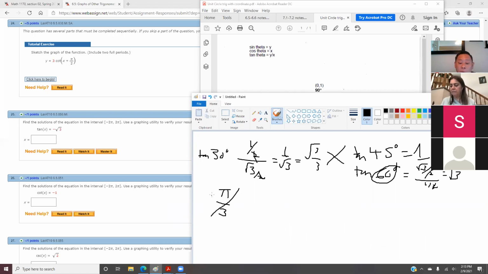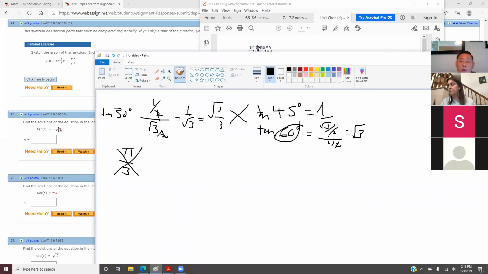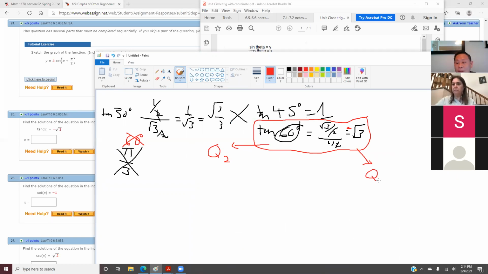But pi over 3 is wrong. The reason why pi over 3 is wrong is because this is not √3. This is a negative √3. Okay, so 60 degrees is wrong. Can someone tell me what quadrant makes tangent negative? 2 and 4. Yes, 2 and 4 will make it negative.